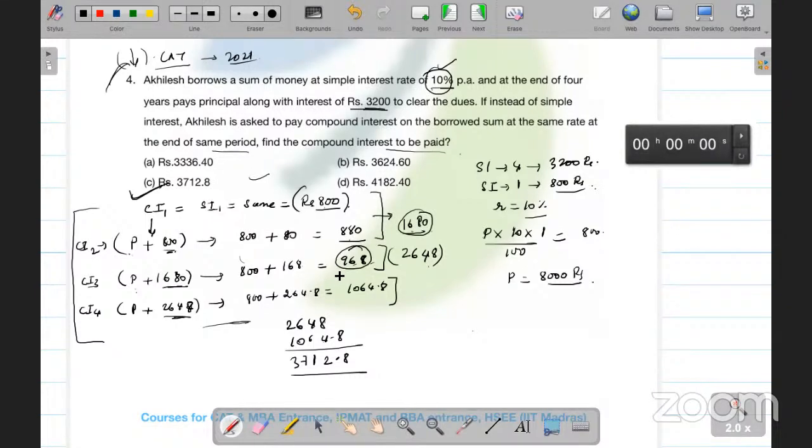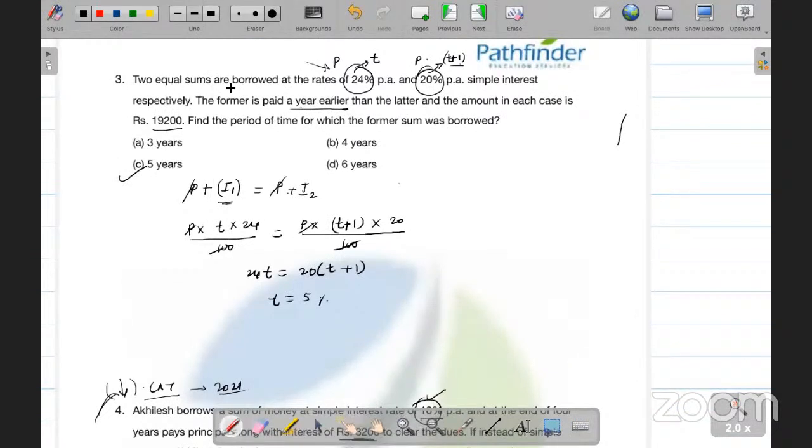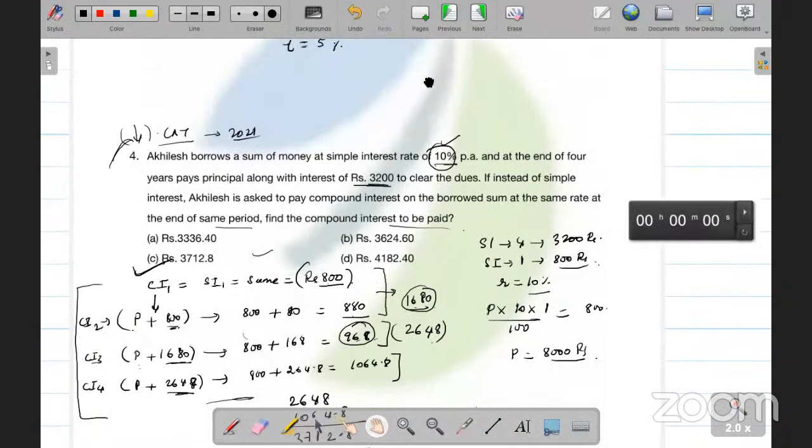Any questions here? Tejas had asked me one question that, sir, how we got t plus 1. So t plus 1 because the former is paid a year earlier. So the former is the 24% interest. This is paid after t years, which is 1 year earlier than the latter. So the interest at 20% would be calculated for t plus 1 years and not t minus 1, which was a mistake on my part. So it would be calculated for t plus 1 years. I hope this part is clear, Tejas.